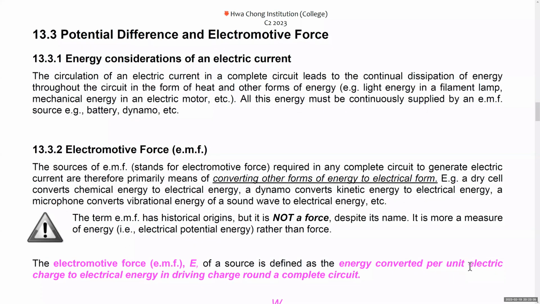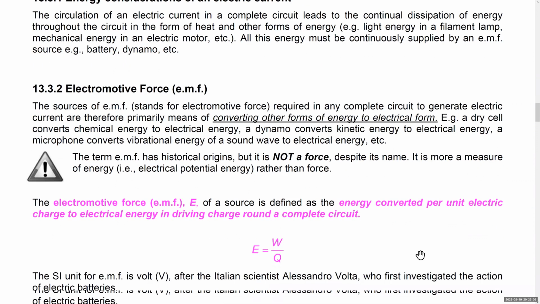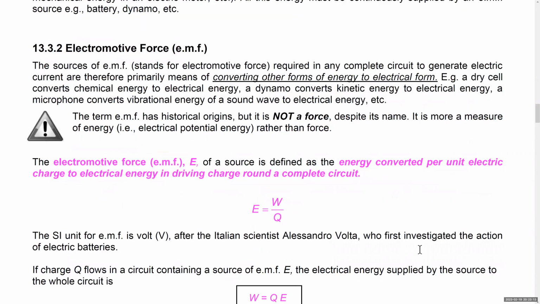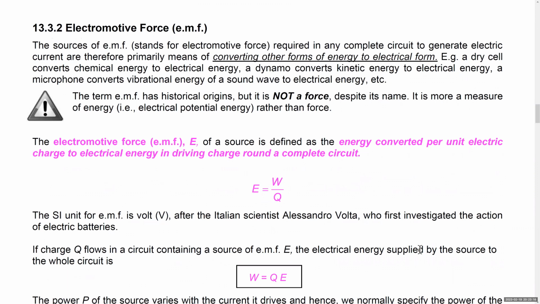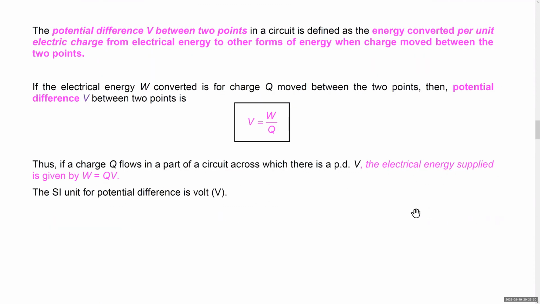Potential difference and electromotive force. So this is a definition of electromotive force. The electromotive force E is the energy converted per unit electric charge to electric energy in driving charge around a complete circuit. In similar fashion, the potential difference between 2 points in a circuit is defined as the energy converted per unit electric charge from electrical energy to other forms of energy when charge moves between the 2 points. The other form of energy can be light, can be heat.